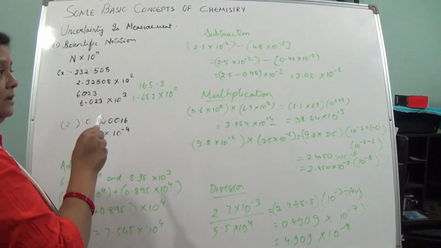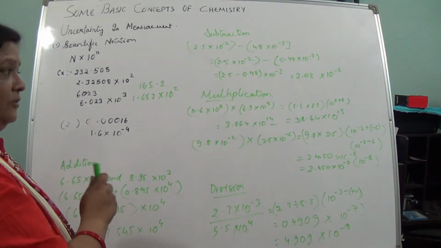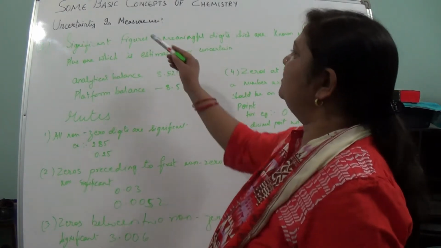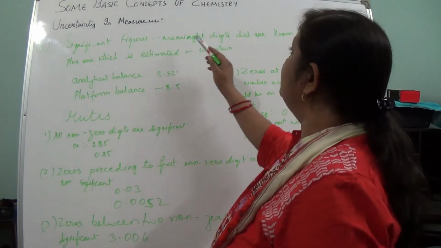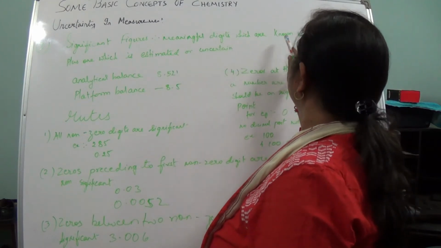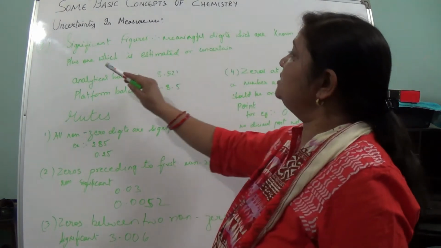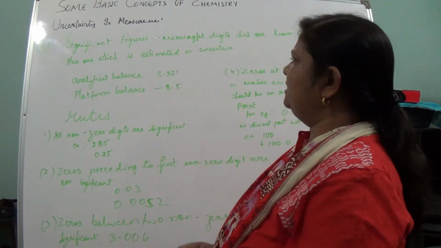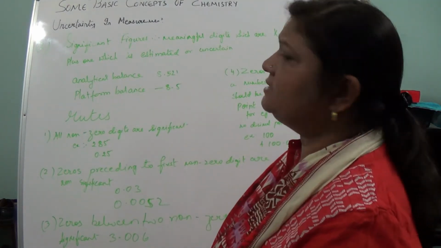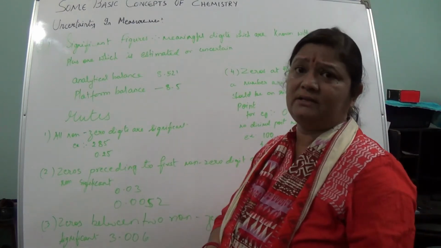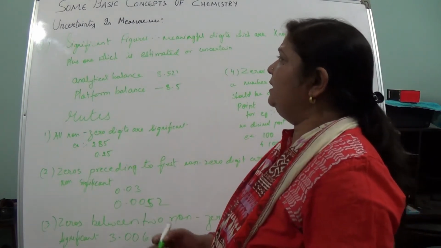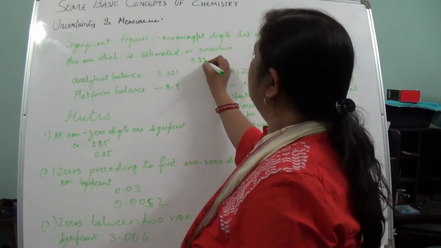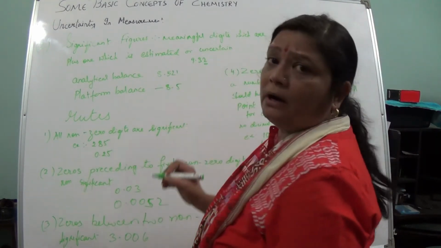Next we will study significant figures. What are significant figures? Significant figures are the meaningful digits which are known with certainty plus one which is estimated or uncertain. Suppose we write 9.32, here the 2 can be uncertain.